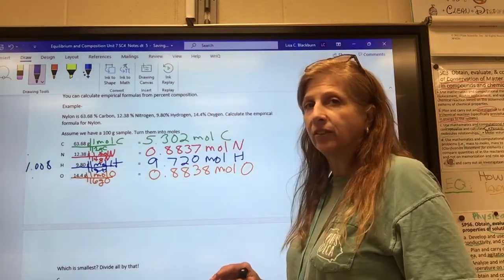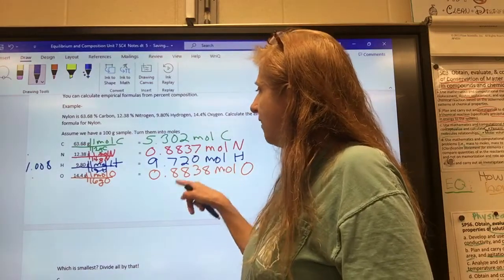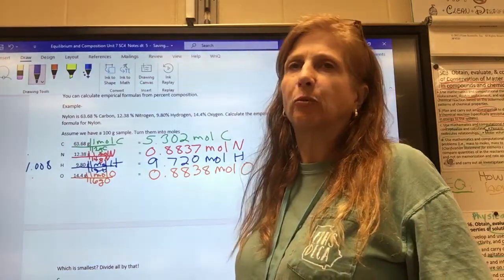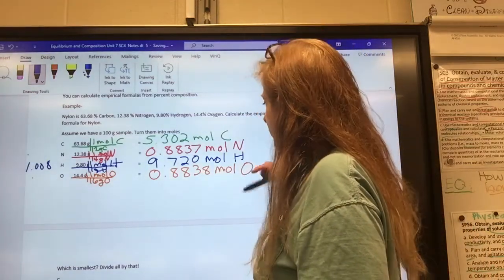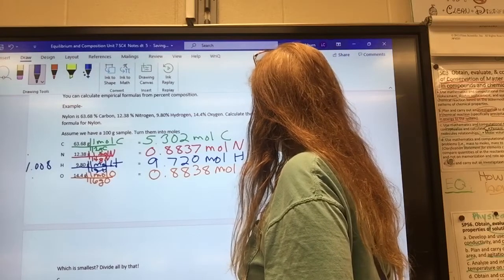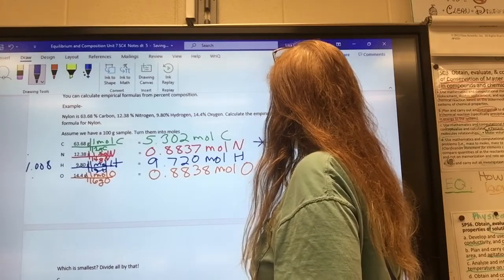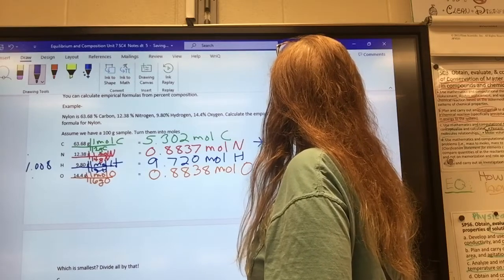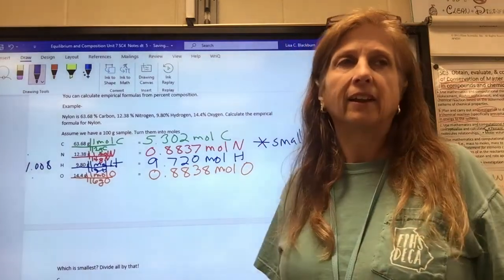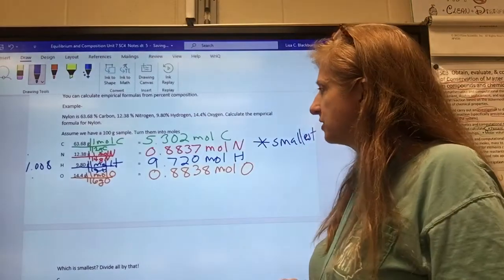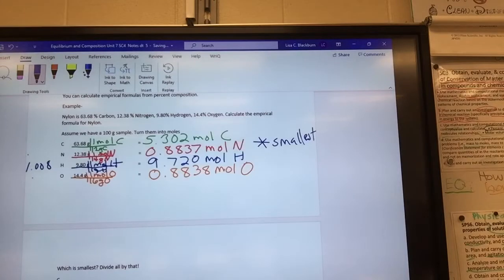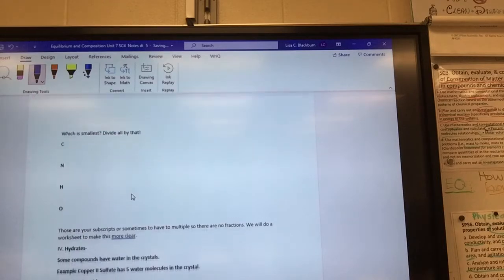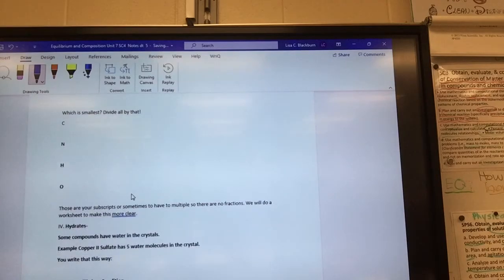Okay, so next part of this problem is we look at our answers and we say, which is the smallest answer? The nitrogen. So we're going to put a little star by nitrogen because it's smallest. So the next thing you have to do is identify the smallest. Look at your numbers, figure out which one is smallest. Any questions? What we're making is called the empirical formula. It's a reduced formula.